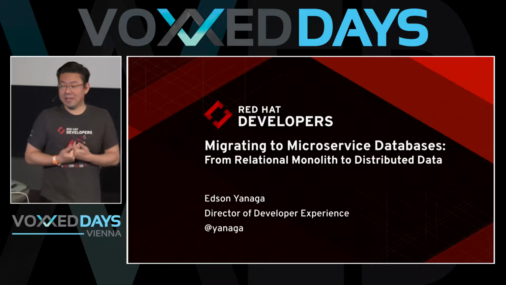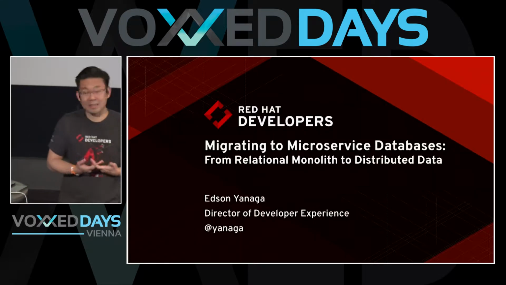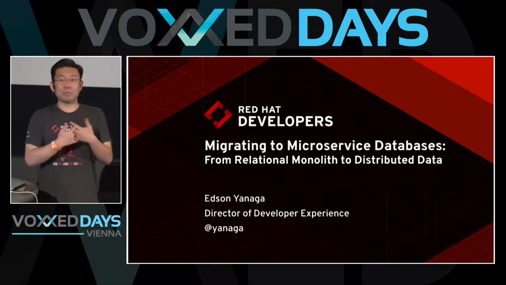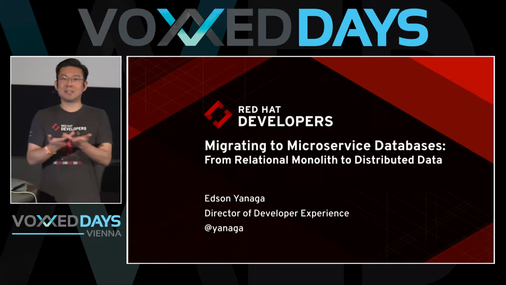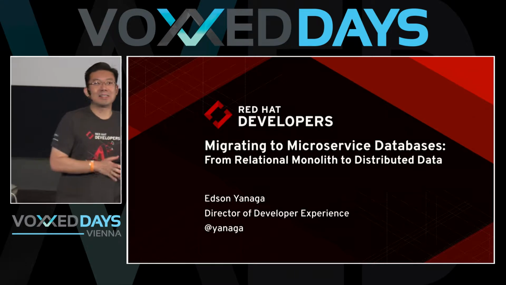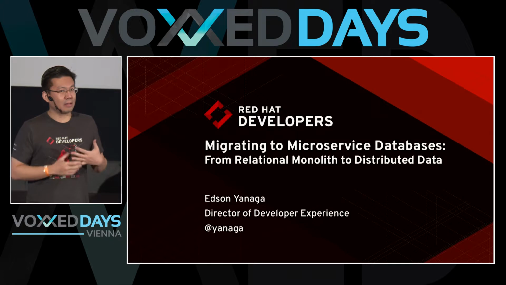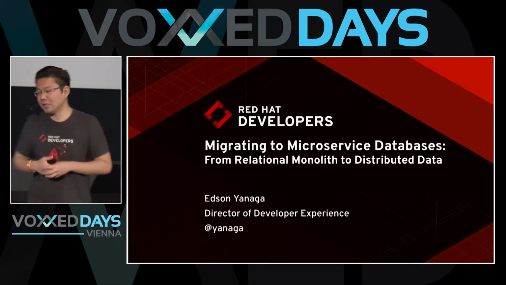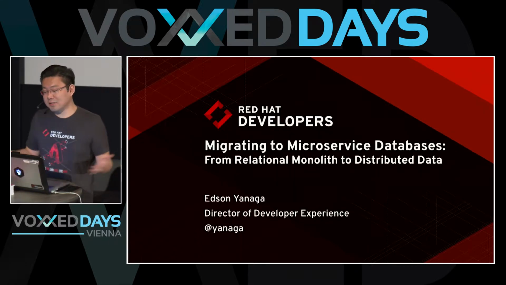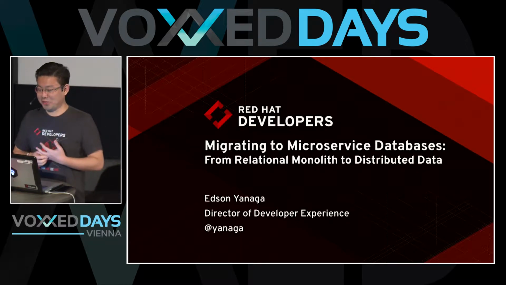My name is Edson Yanaga. I'm a director of developer experience at Red Hat. My Twitter handle is @Yanaga. And I hope that you'll be able to pronounce Yanaga because I'm Brazilian Japanese. So Yanaga is very easy to say in Portuguese and in Japanese, of course. But I realized that Americans, particularly, can't say my name correctly. So at least in the US, they just call me Mr. Y, because they don't know how to say Yanaga. I hope it's not a problem here in Austria.